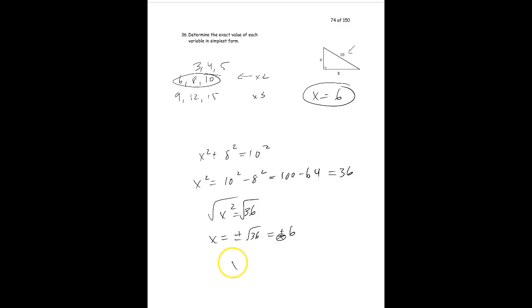Throw away the negative solution to get x equals 6. This is one where it happens not to be a triple. You could try a couple, but you would see that you wouldn't find the pattern. So this is another standard application of the Pythagorean theorem.